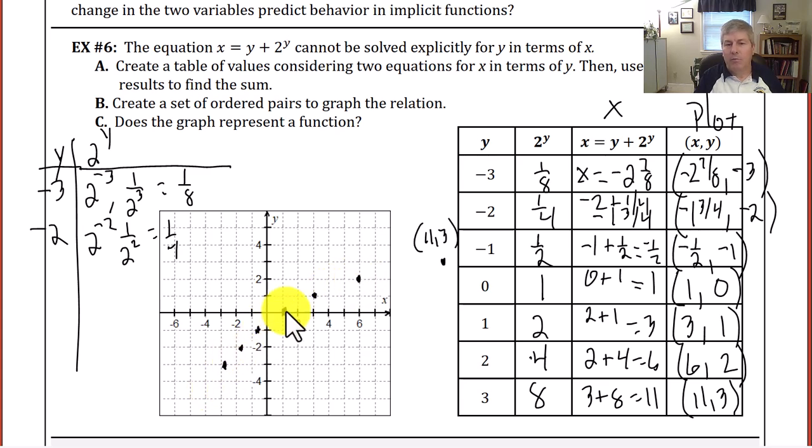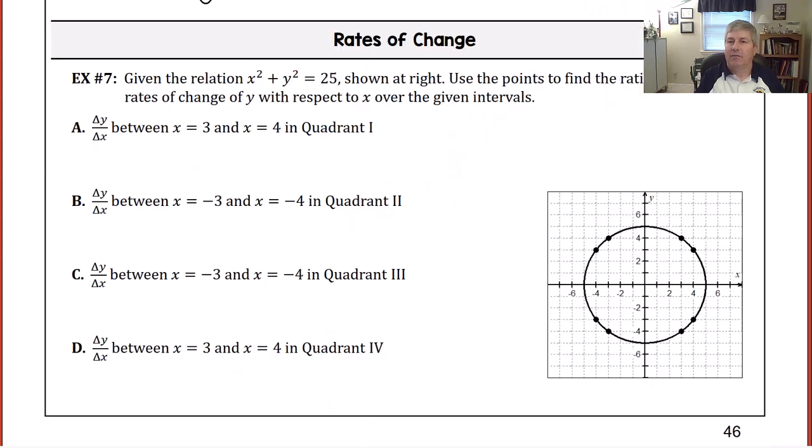So our graph is going to look something like that. And that graph does represent a function, because for every x, we only have one y value. It does pass the vertical line test. In example 7, we're given the relation x squared plus y squared equals 25, a circle centered at the origin with a radius of 5. And it is shown here at the right.